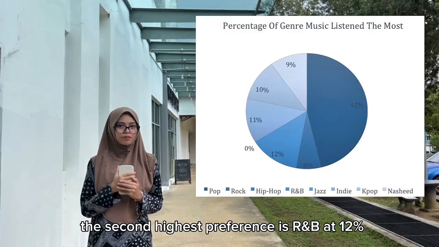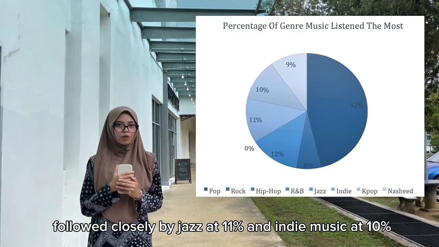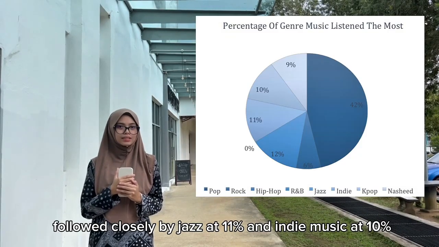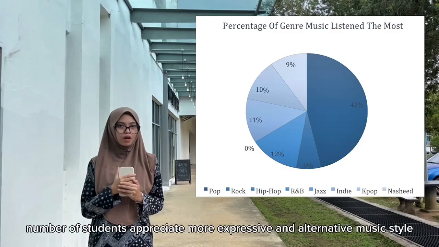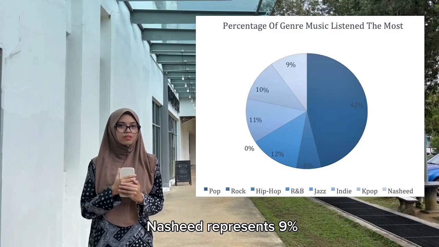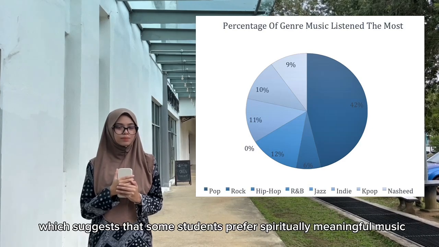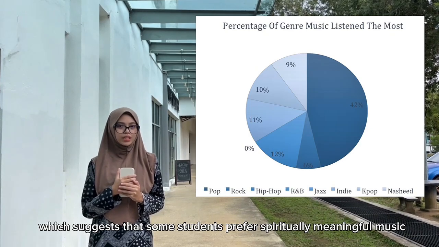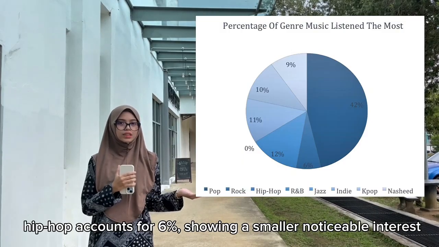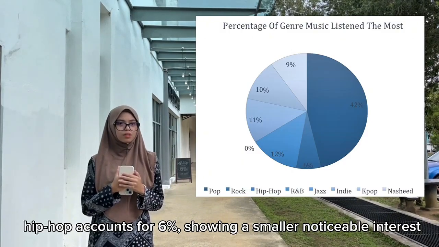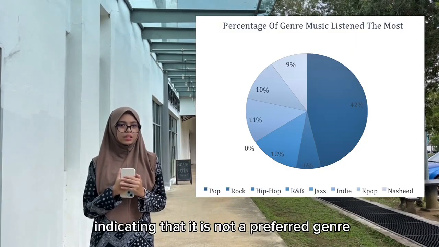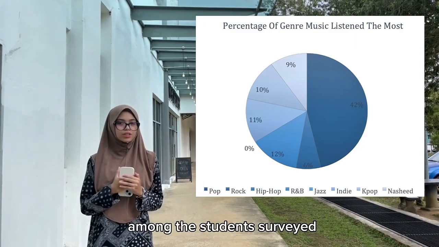The second highest preference is R&B at 12%, followed closely by jazz at 11% and indie music at 10%, showing that a significant number of students appreciate more expressive and alternative music. Nasheed represents 9%, which suggests that some students prefer spiritually meaningful music alongside entertainment. Meanwhile, hip-hop accounts for 6%, showing a smaller but noticeable interest. Lastly, rock music has 0%, indicating that it is not a preferred genre among the students surveyed.